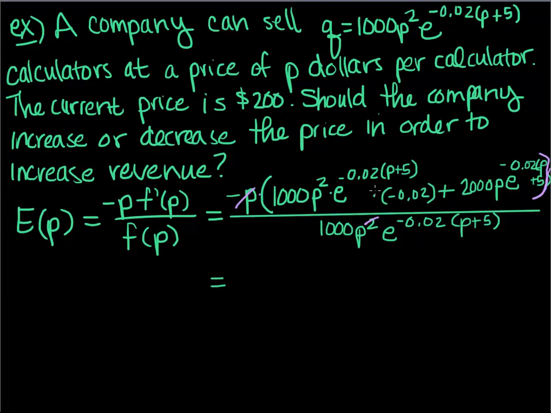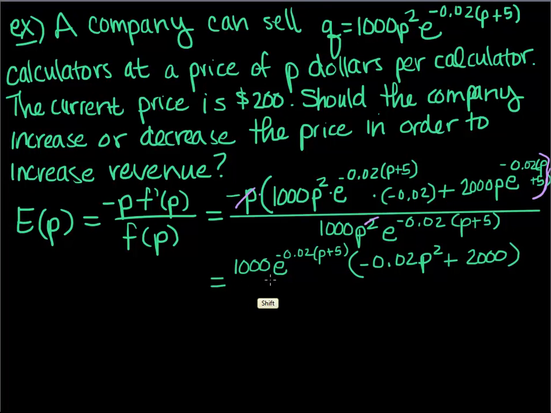I'm going to go ahead and factor some stuff out on top here. I'm going to factor out a 1,000, and I'm going to factor out this e thing. So I'm going to take out a 1,000 e to the negative 0.02 times P plus 5. Okay, and let's see what we have left. If we do that, I get a negative 0.02 P squared plus 2,000. Okay, and all of this is over all that crap on the bottom, 1,000 P e to the negative 0.02 times P plus 5.